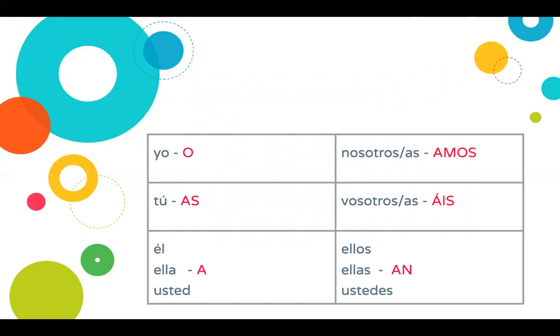The yo ending is O. The tú ending is AS. Usted, your ending is A. The nosotros ending is AMOS. Your vosotros ending is Á, with an accent, IS, pronounced ice. And the ellos, ellas, and ustedes ending is AN.